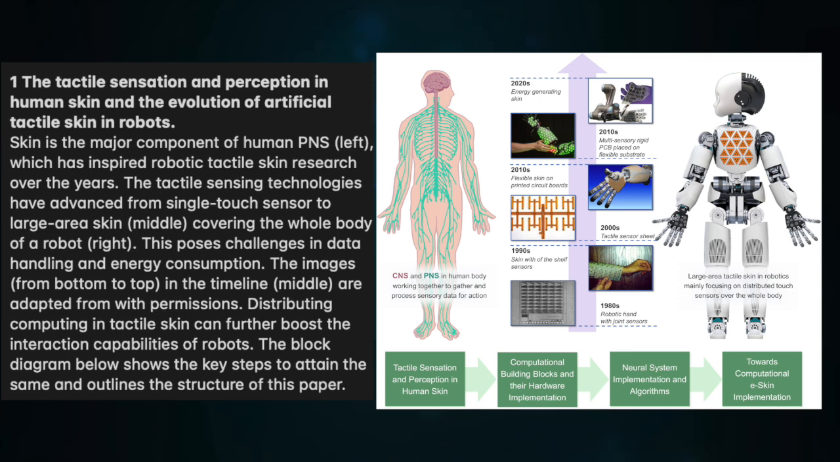The images, from bottom to top, in the timeline, are adapted with permissions. Distributing computing in tactile skin can further boost the interaction capabilities of robots. The block diagram below shows the key steps to attain the same and outlines the structure of this paper.